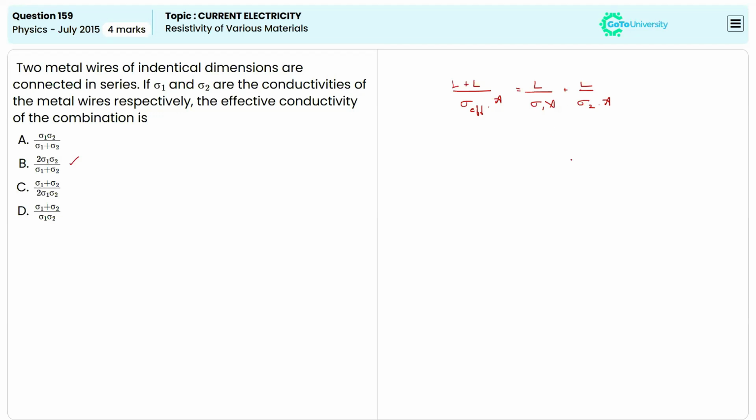Now we can simplify the similar terms. When we simplify, we will get 2 divided by sigma effective is equal to 1 divided by sigma 1 plus 1 divided by sigma 2. So again we can write the effective conductivity will be equal to 2 sigma 1 sigma 2 divided by sigma 1 plus sigma 2, right? So this is the correct answer for this question.